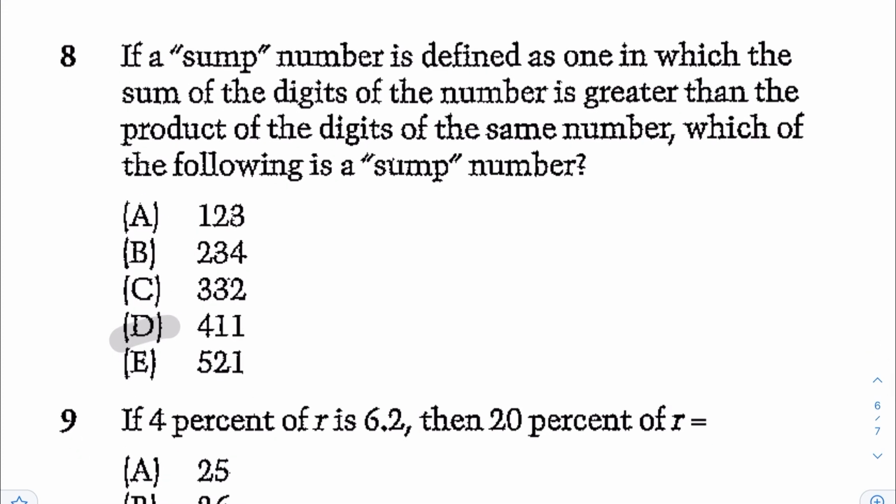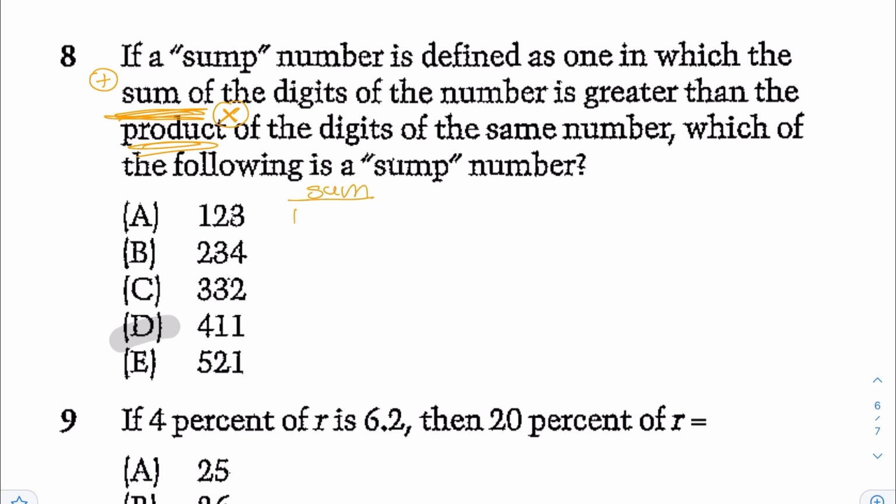Okay, for number 8, if the sum number is defined as one in which the sum of the digits of the number is greater than the product of the digits of the same number, which of the following is a sum number? So here you just have to follow the rules. Here you want the sum to be greater than the product. So remember, sum is adding, product is multiplying. So you have to look at the digits and you have to do the sum first. So just go through all the choices.